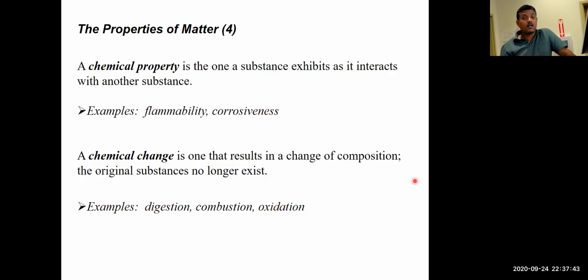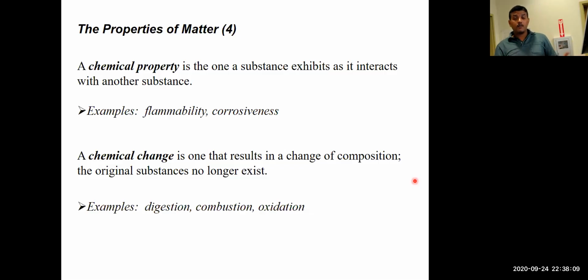Some compounds do not have high flammability. Like water, it does not have high flammability. Corrosiveness, like some metals will corrode, some metals will not corrode. Like iron will corrode easily because that is its chemical property. That is how iron will interact with oxygen in nature. Let's say if you have alumina, alumina will not corrode because alumina's chemical property is not to corrode.